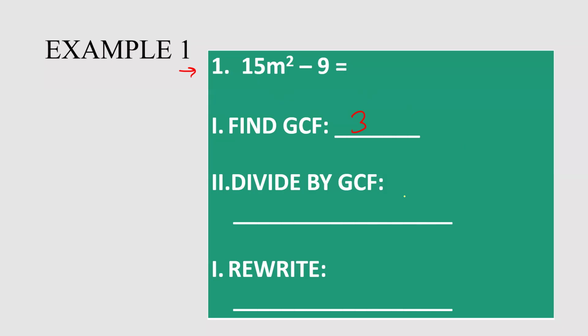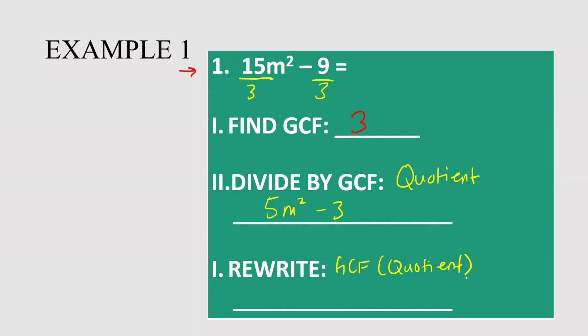Okay. Now you're going to divide by the GCF. So you're dividing 15 by 3 and 9 by 3. What is 15 divided by 3? 5. We're going to leave the m squared. And what is 9 divided by 3? 3. So that is my quotient. When I divide, I'm left with a quotient. When you write it in factored form, you write it as the GCF times the quotient. And that is your factored form.